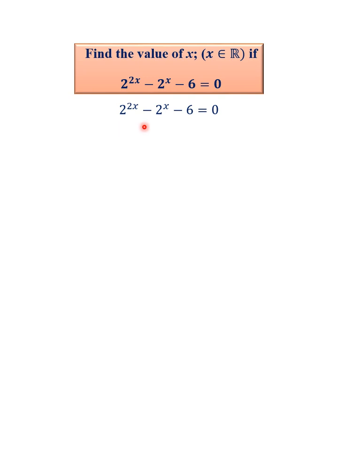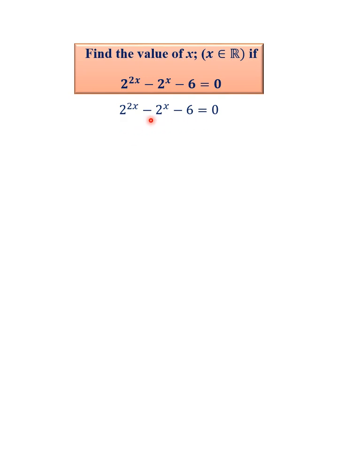We are given this exponential equation and our target is to find the value of x. Here is a condition: x is an element of the set of real numbers. What it means is that the value of x we are going to get must be a real number. No complex solution is required. Now let's dive right into it.